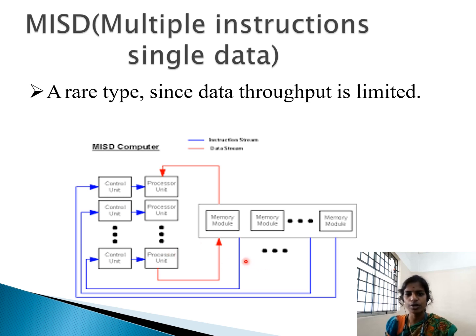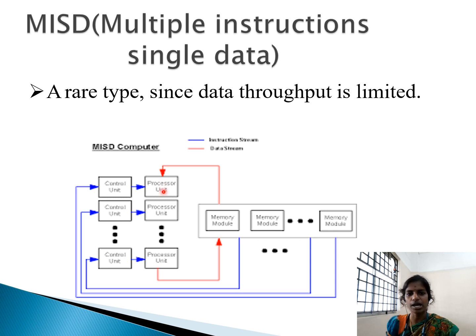So here what we are going to do is, from the memory module, the instruction is being fetched to the control unit. So we have multiple instructions. From the second memory module, the instruction will be fetched to the second control unit. Then from the nth memory module, the nth instruction will be fetched and loaded to the control unit. So what the control unit will do, as in the previous case, is decode the instruction, and the decoded instruction will be sent to each processor unit.